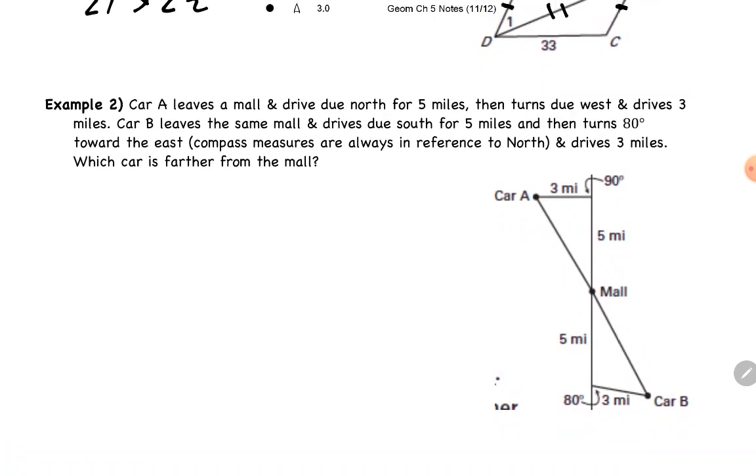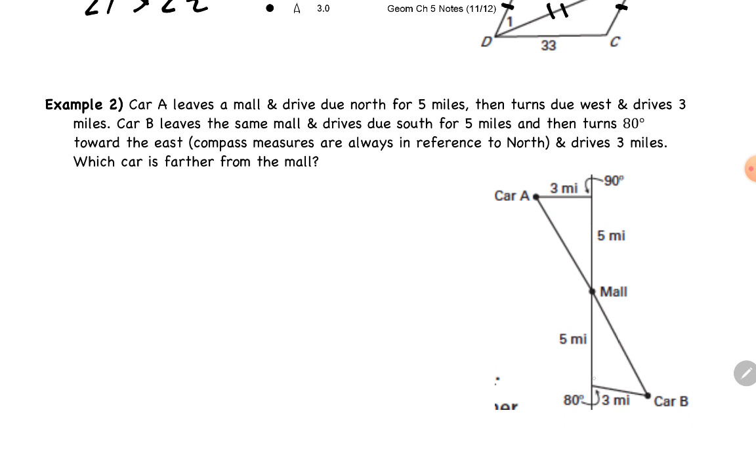Example 2. Car A leaves a mall and drives due north 5 miles, then turns west and drives 3 miles. Then car B leaves the same mall and drives south 5 miles, turns 80 degrees towards the east, and drives 3 miles. Which car is farther from the mall?